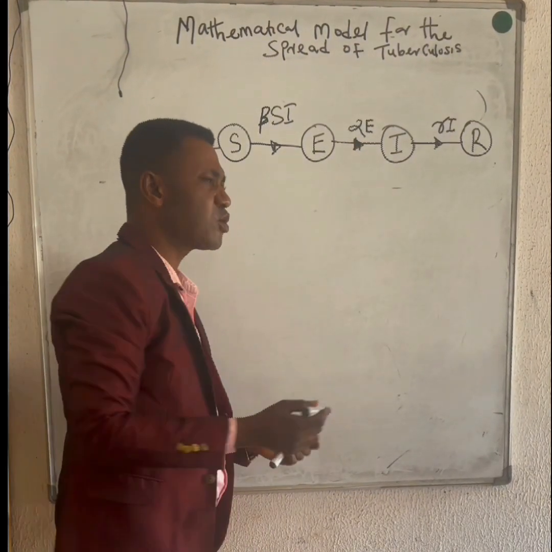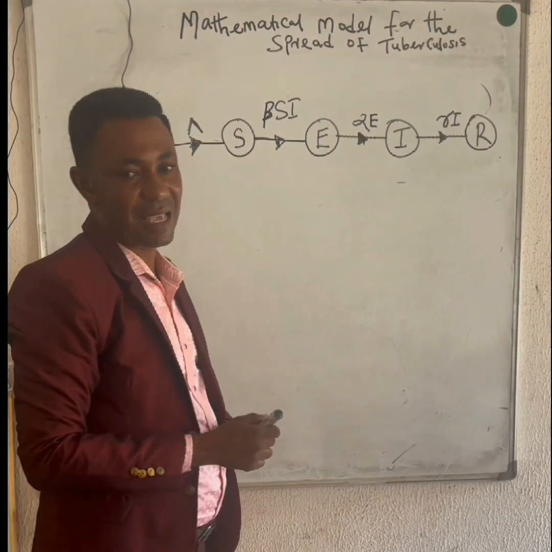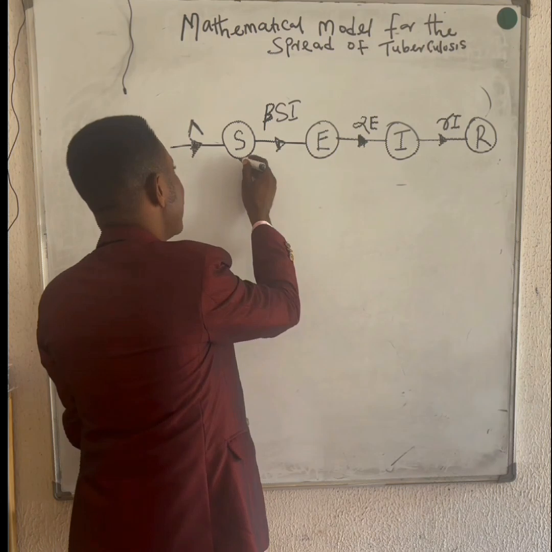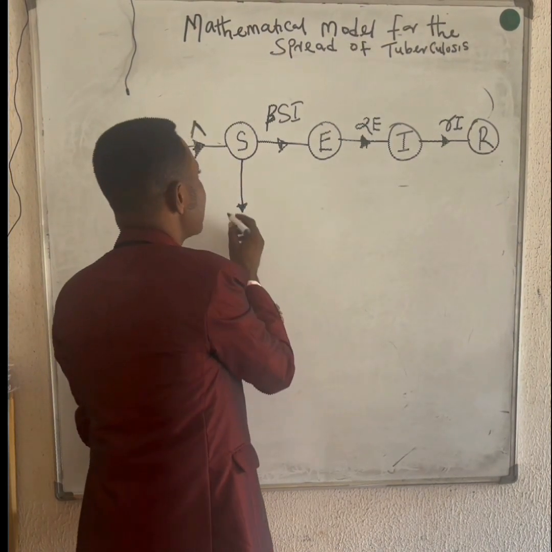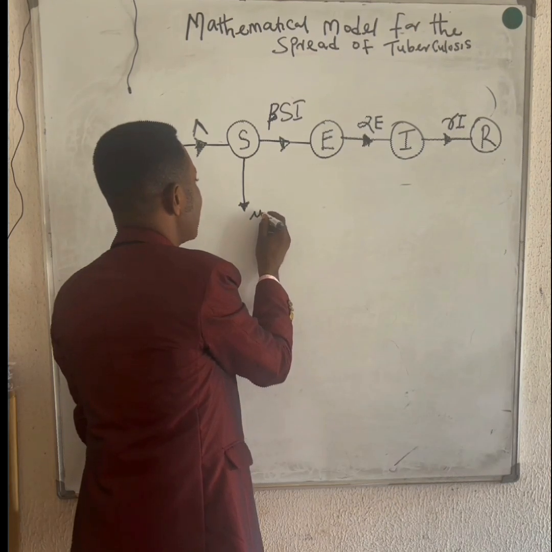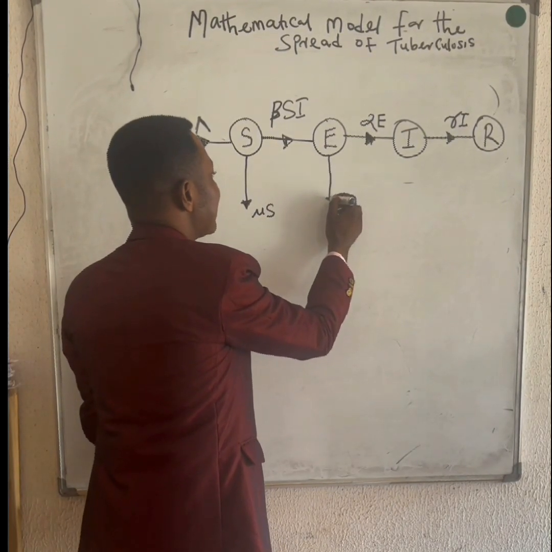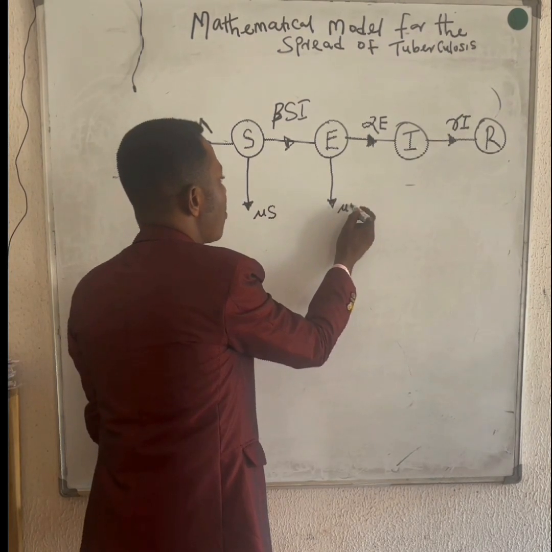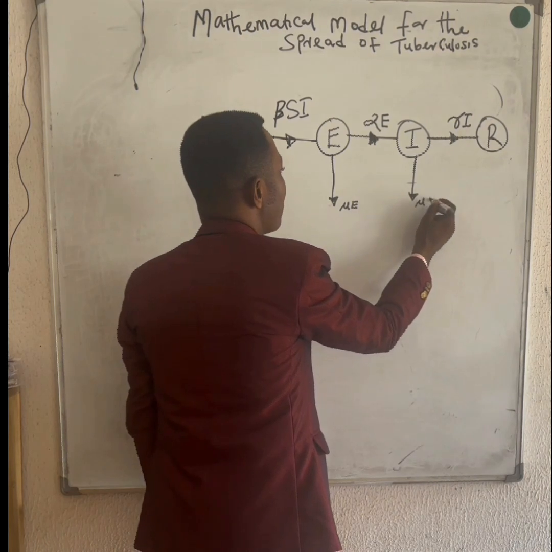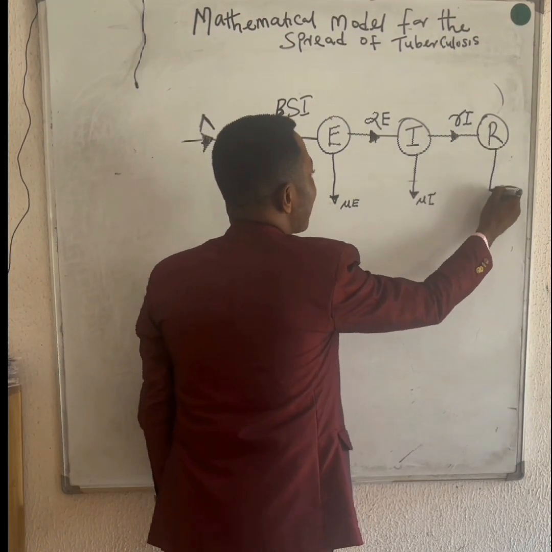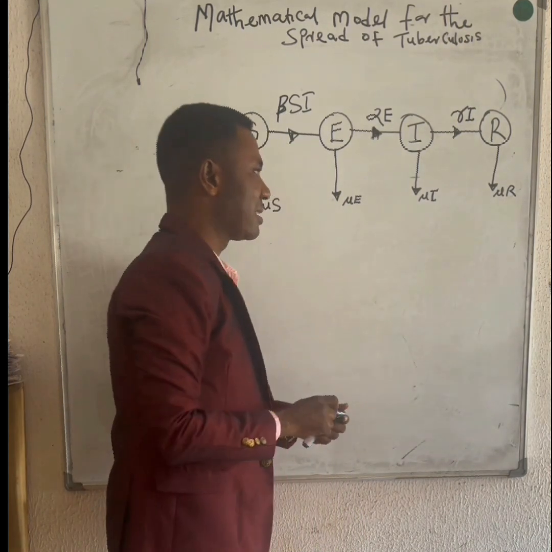Now we assume that there is natural death. All the classes, everybody must die naturally. So let's assume that the susceptible, those that have no disease, can die naturally. Let's use mu, the Greek letter in mathematics. Mu S. The exposed can also die naturally: Mu E. Then the infected can also die naturally: Mu I. Then the recovered can also die naturally: Mu R.